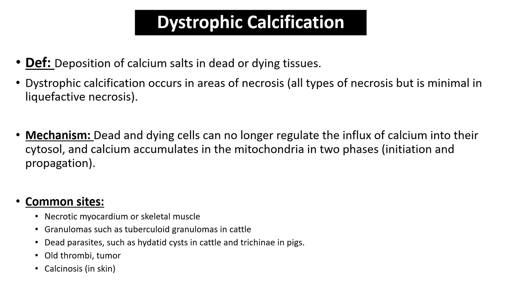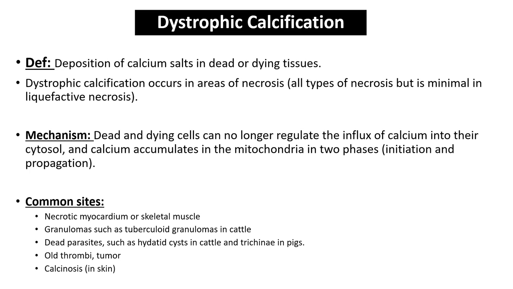Then, what is dystrophic calcification? Dystrophic calcification is the deposition of calcium salts in dead or dying tissues, and it occurs in areas of necrosis. Necrosis means death of the cell. It occurs in all types of necrosis except, or it's minimal, I would say, in liquefactive necrosis.